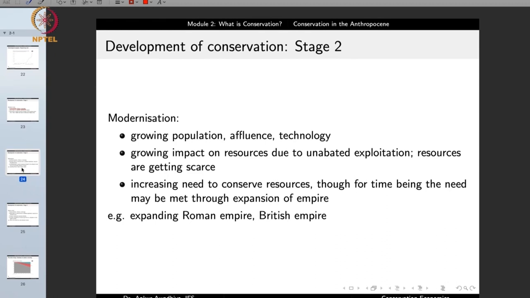and resources are now getting scarcer with time. So with the development of modernization, we actually started feeling a crunch that yes, our population is growing fast, it is growing more and more affluent, and we are getting more and more technology. But now there is a dearth of resources.